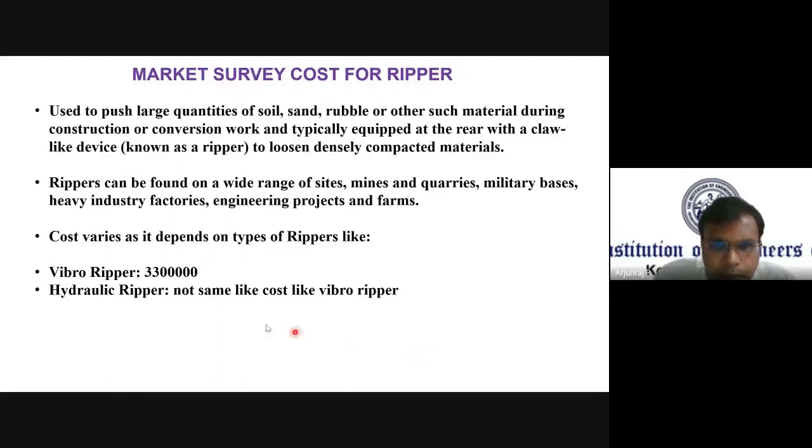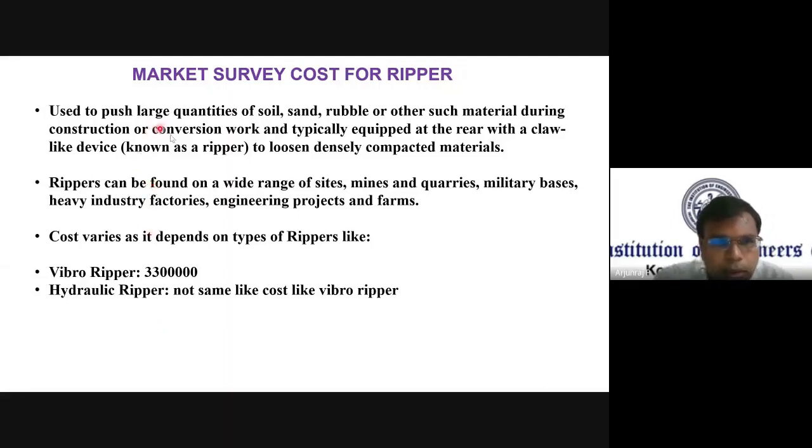This is the market survey for the cost of a ripper. It has two types of ripper: it can be either a vibro type or a hydraulic ripper. If you are going for a vibro ripper, it comes to around 33 lakhs. And the hydraulic ripper, since it operates with the help of hydraulics, is slightly on the higher side. But I will give you some of the cost details in the second half, where some of the details are given. And there are some other manufacturers; I will also show you their specifications and how much they cost.